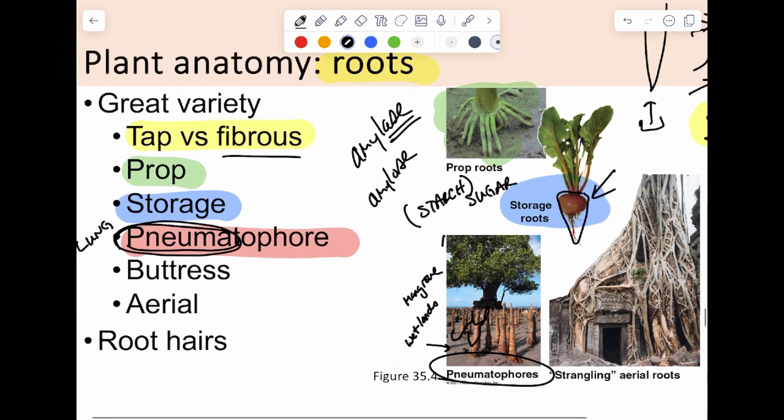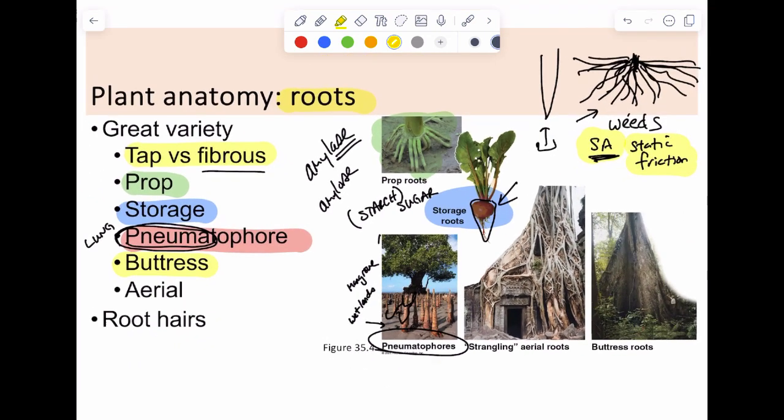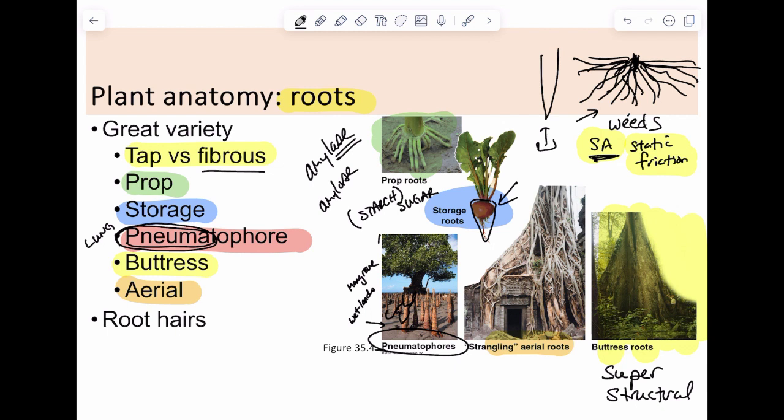So that sucks. We have things like buttress roots. So buttress roots are like superstructural roots. If you have really tall trees and you have to worry about them swaying, you can anchor them down using buttress roots. We could also have aerial roots. So aerial roots are ones that come from branches.